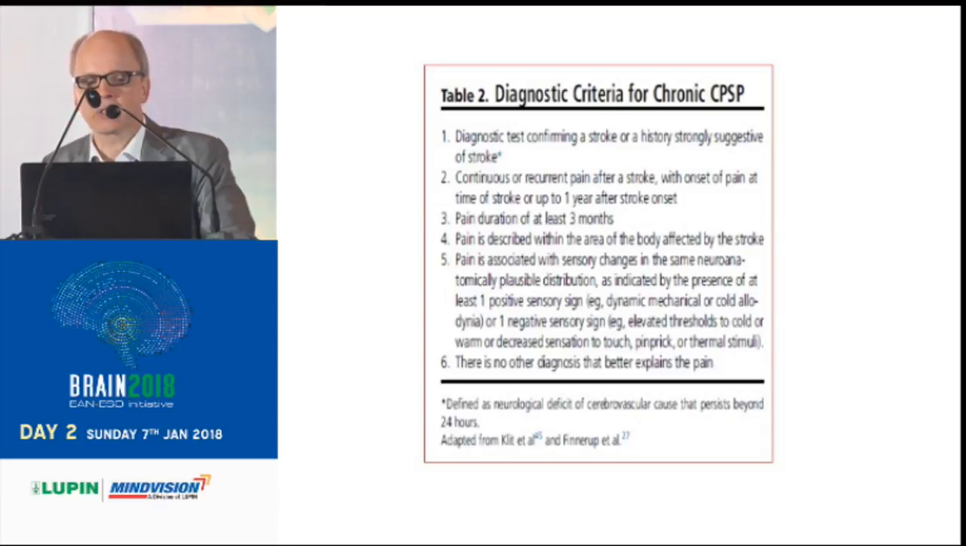And pain duration has to be at least 3 months. Otherwise, the criteria are about the same as I was talking about. They have also given more definitions about how this pain is associated with sensory changes. So there has to be at least one positive sensory sign, for example, dynamic, mechanical, or cold allodynia, or at least one negative sensory sign, for example, elevated thresholds to cold or warm sensations, or decreased sensation to touch, pinprick, or thermal stimuli, which are very clear indicators of central pain.